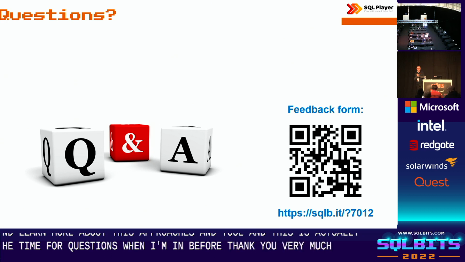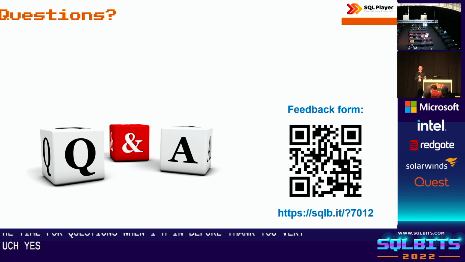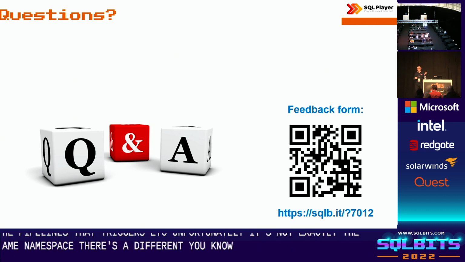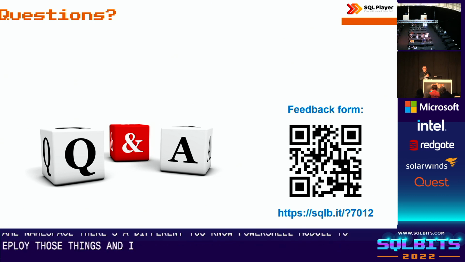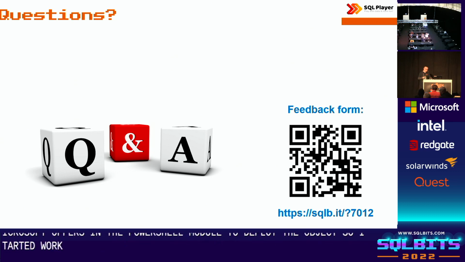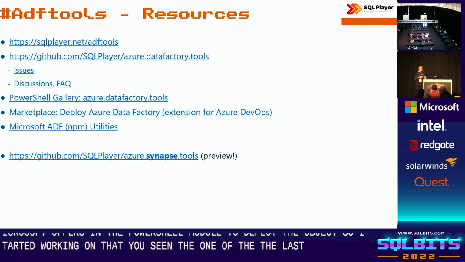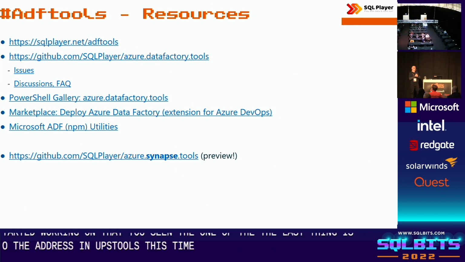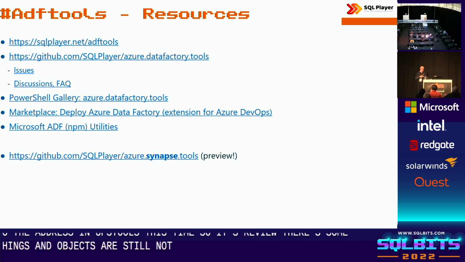So probably you noticed that Synapse is very similar, I'd say, not the same, to Azure Data Factory. From the integration perspective, you have the pipelines there, triggers, etc. Unfortunately, it's not exactly the same namespace. There's a different PowerShell module to deploy those things. And actually, there's a big gap in terms of what Microsoft offers in the PowerShell module to deploy the objects. So I started working on that. The last link is to the Azure Synapse tools this time. It's in preview. Some objects are still not supported, but I'm working slowly on that.